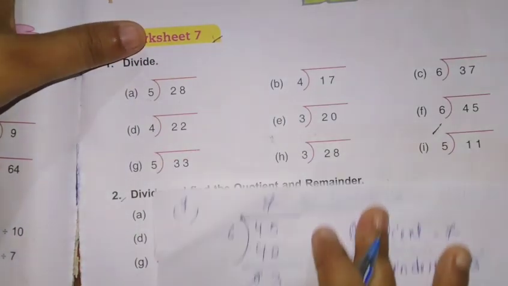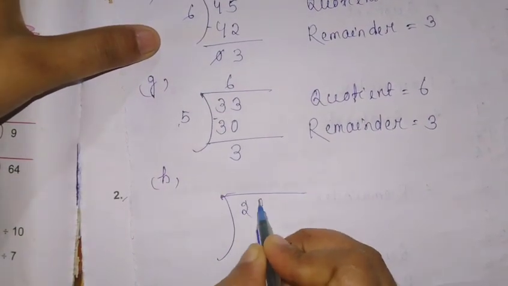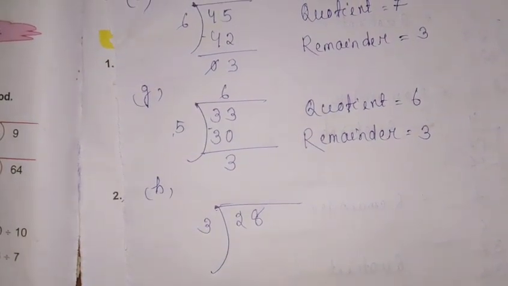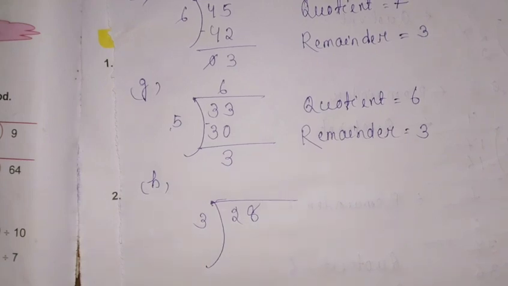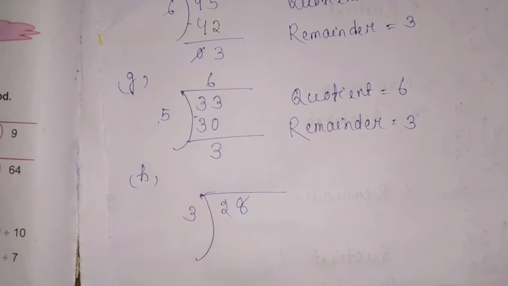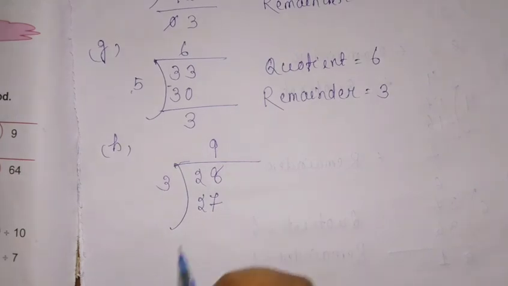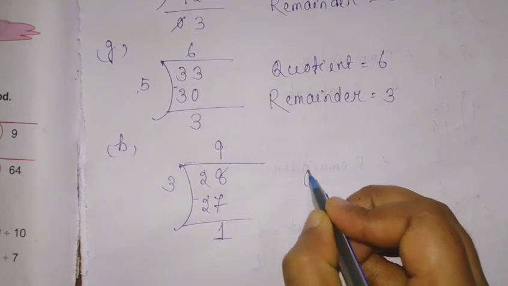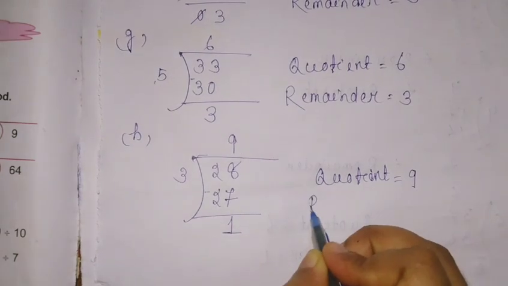Then another point H. 28 divided by 3. First, we recite the multiplication table of 3 till we get 28. 28 will not be found in the multiplication table of 3. Then we recite till we get the number just less than 28. Then 3 9s are 27. Then 28 minus 27 equal 1. Here quotient equal 9 and the remainder equal 1.